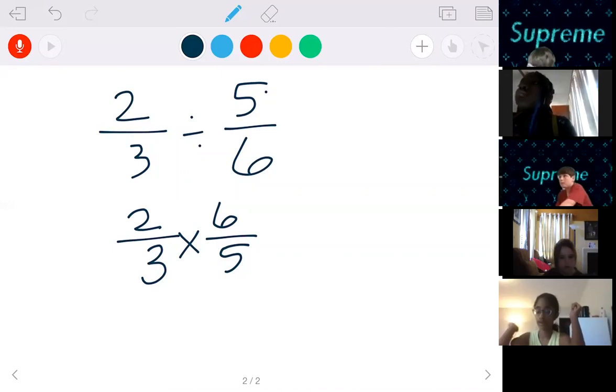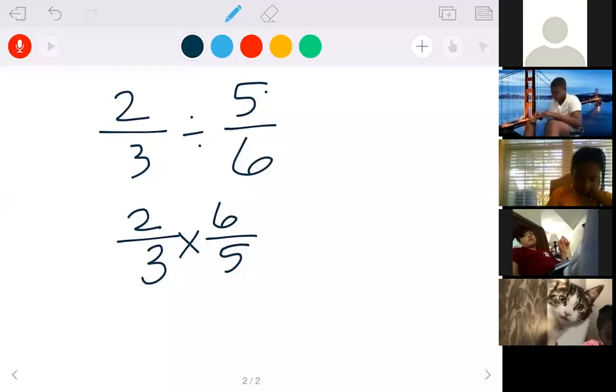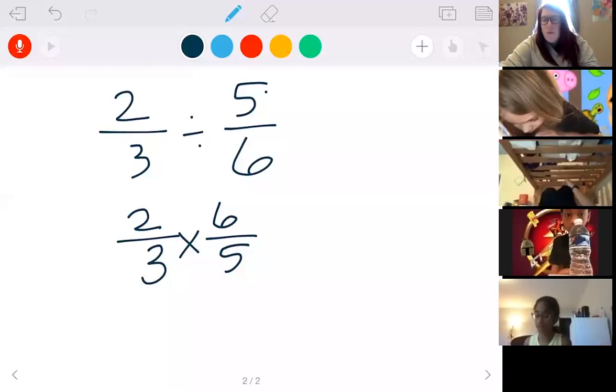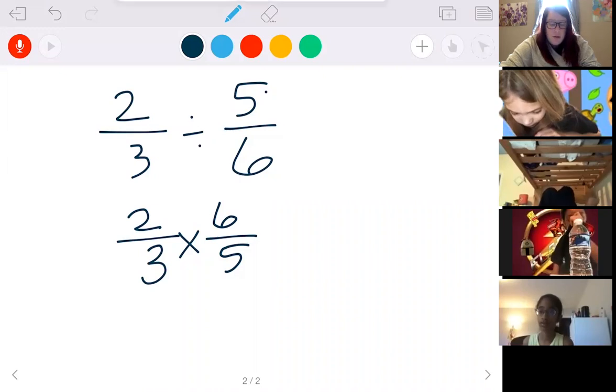Tasia, you have a question? Yes, ma'am. So for when you said from the last one, if you can't cross reduce, then you don't reduce at the end at all? Right, so if there's no way to cross reduce, then there's no way to reduce at all. Okay.